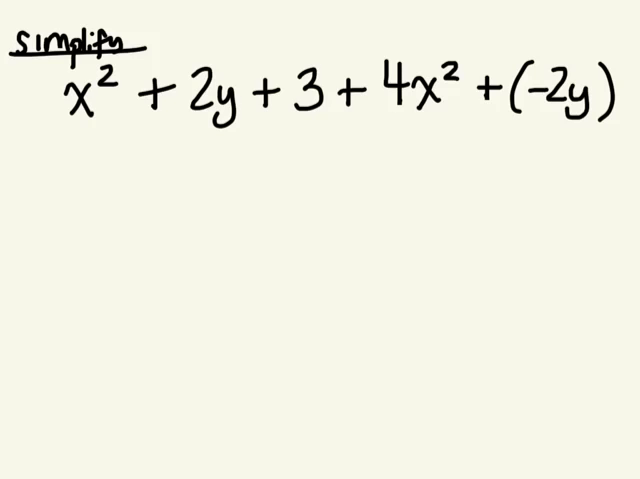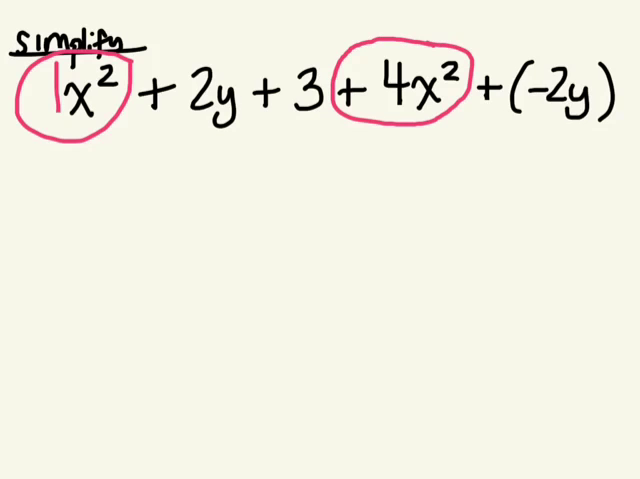So let's look at the first term, and I'm going to circle it. I have a 1x squared. Are there any other terms that can be combined with x squared? Any other like terms? Yeah. Good. Is it positive or negative? Positive. Good. Is there anything else that can go with x squared? No. So let's circle the next one.